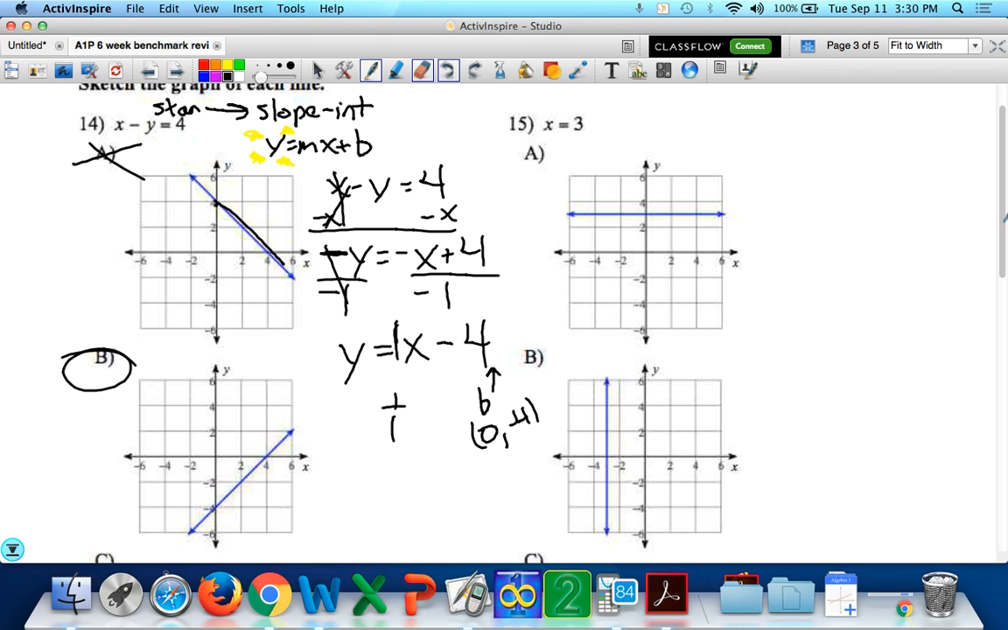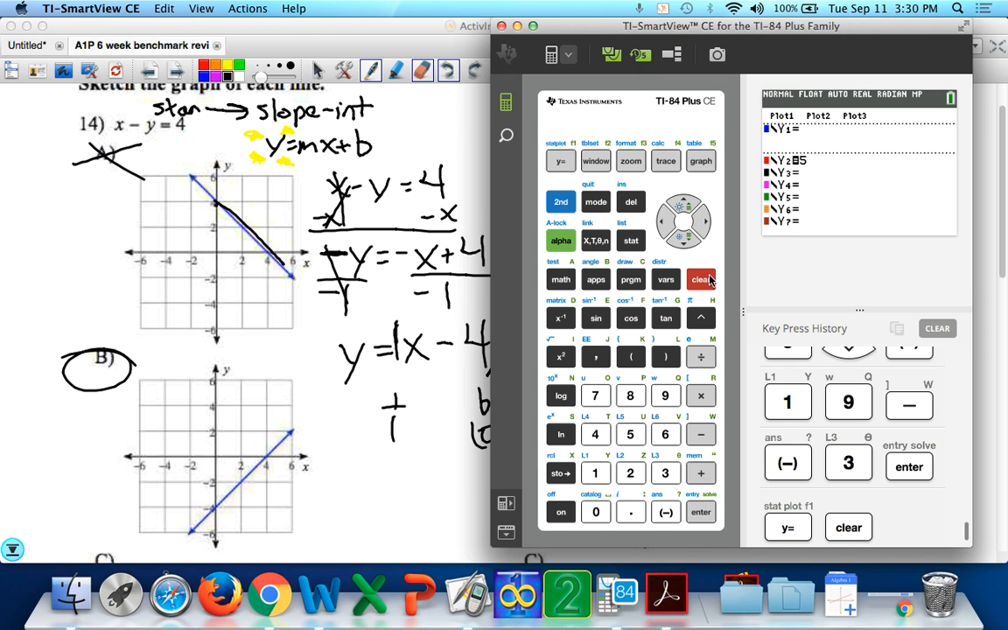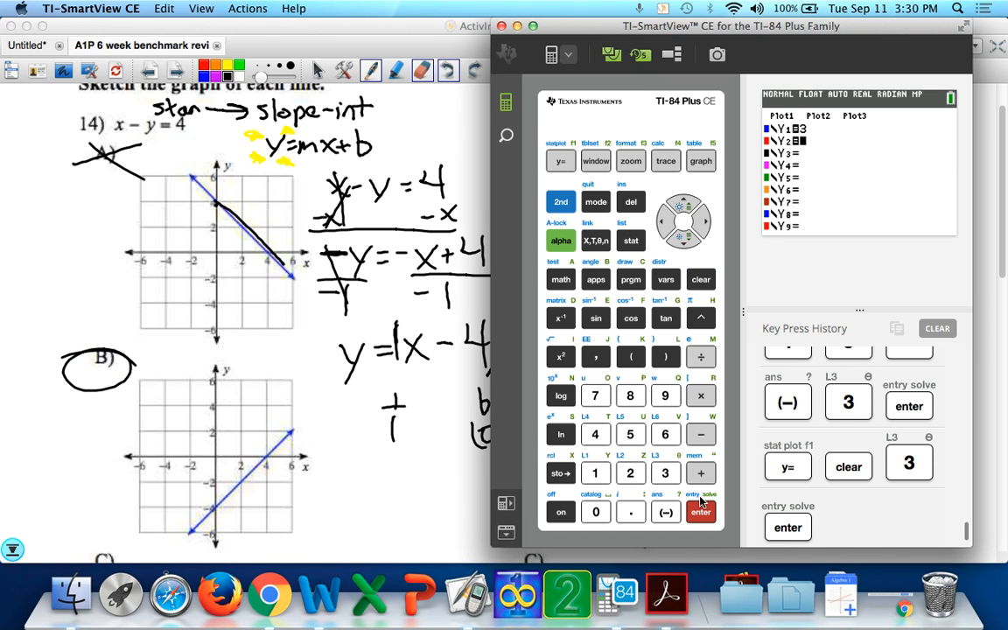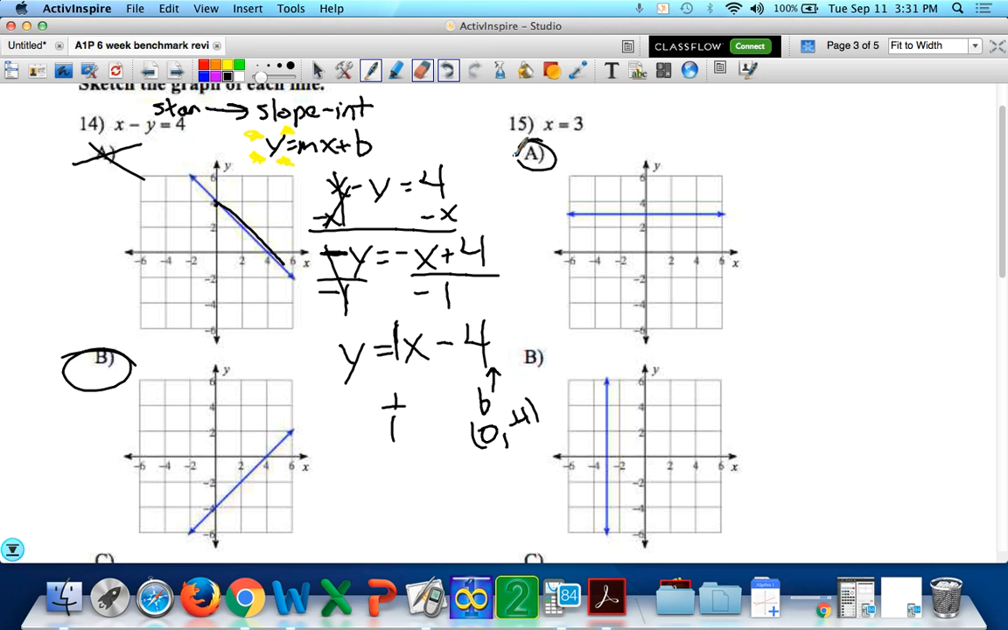Number 15 is kind of a trick problem here on the review. A lot of people are going to go right into their calculator immediately and just try to graph this. They're going to say, oh, y equals 3. And they're going to graph it, and they're going to see that horizontal line. They're going to think, oh, yeah, there we go. There's my answer. Easy peasy. Done with that one. This is not y. This is x equals 3.